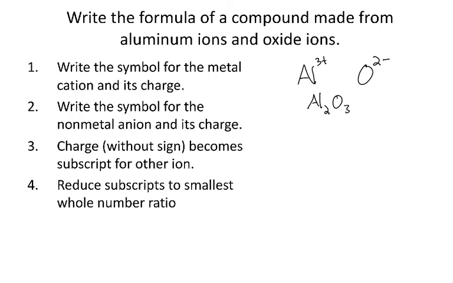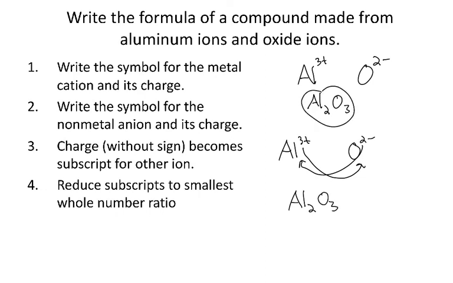There's another way to do it that I like to show because a lot of students like this better. You start out the same way: write down each ion with its charge. Then we swap: the charge of one becomes the subscript on the other one. So the 3 moves down here, the 2 moves down here, and this is really just a trick, but it works. That gives me Al2O3, which is the same thing that I had before.